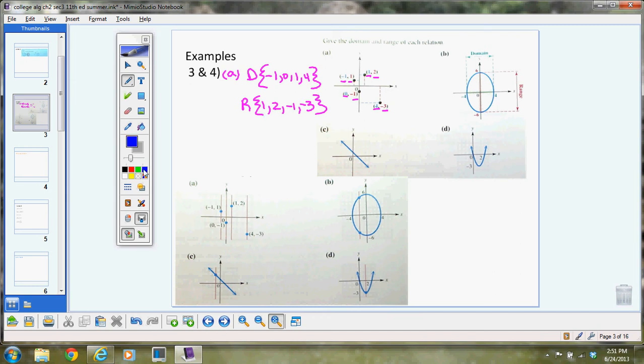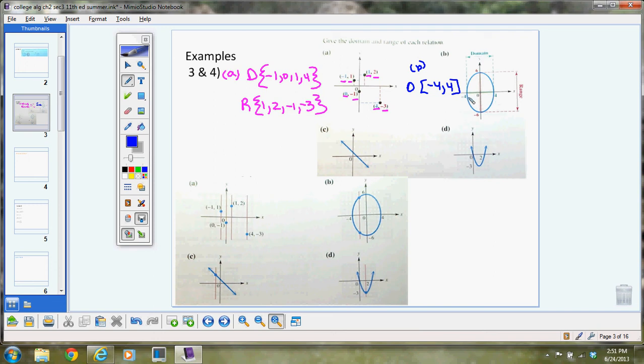Let's look at part B over here. My domain on part B would be my x's. So let's see what it covers. On your x-axis, it goes from -4 to +4. Now remember, we use brackets because it actually touches from -4 here to +4. Brackets means it can equal that.